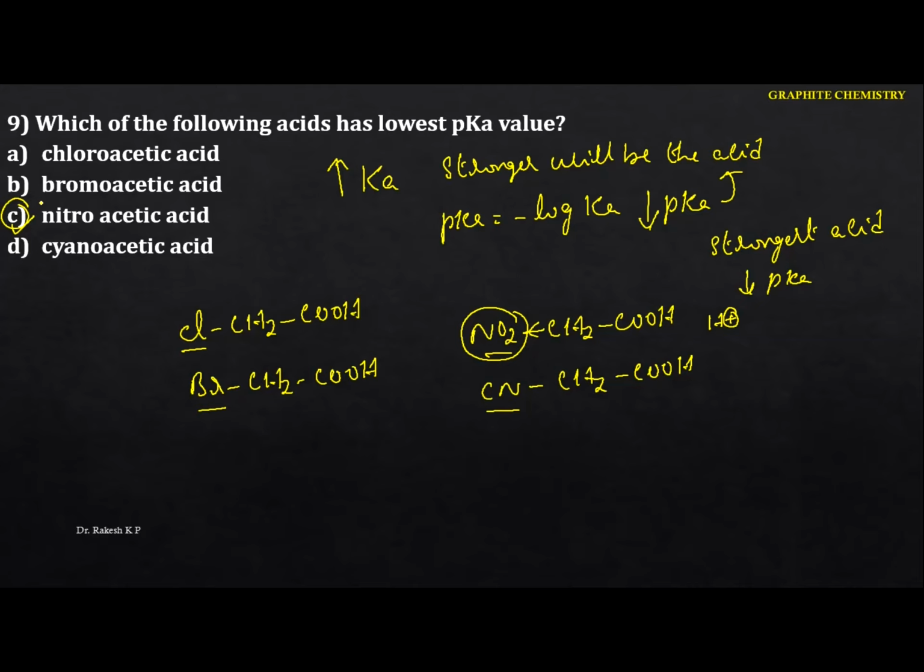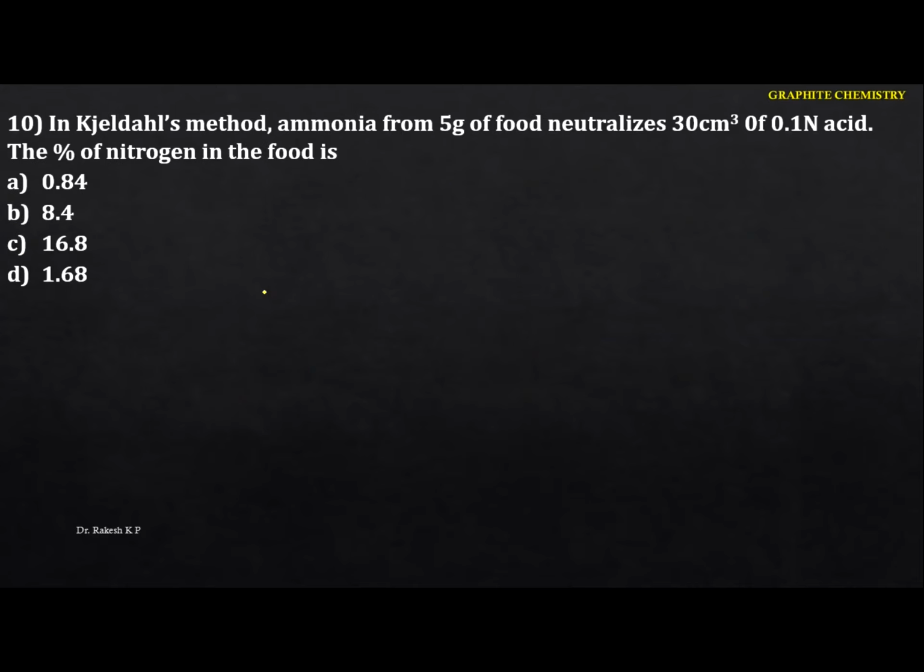Okay, so next one. In Kjeldahl's method, the ammonia from 5 gram of food neutralizes 30 cm cube of 0.1 normal acid. The percentage of nitrogen in the food is, you have to remember this equation. So calculate the percentage of nitrogen. See this one here. We have 1.4 into normality. Remember one thing, always take the normality. If they give the molarity, convert it into normality. Into V, that is the volume of the particular acid, divided by the mass of the organic compound.